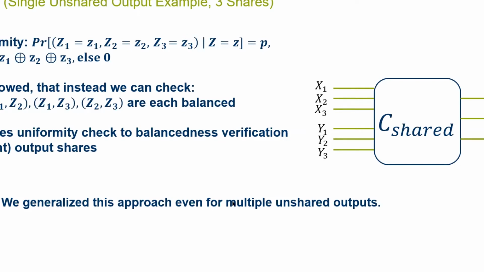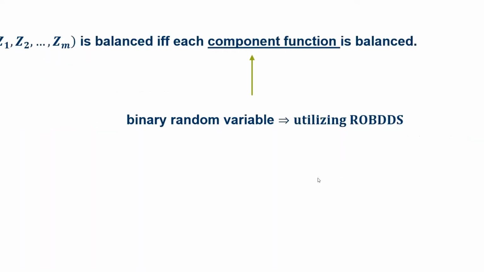And yeah, we show in the paper that we generalize this approach even for a higher number of shares and even for multiple shared outputs. Yeah, here we have only one unshared output, so only Z, but we also show that we can do it for multiple unshared outputs. Yeah, and how do ROBDDs help us here? Basically, if you have a set of random variables or outputs, you can show that the joint distribution over this set is balanced if each component function is balanced. And a component function is simply any linear combination of the random variables in the set. And again, the linear combination of the random variables in the set is simply a binary random variable. So we can do this again by using our BDDs here.